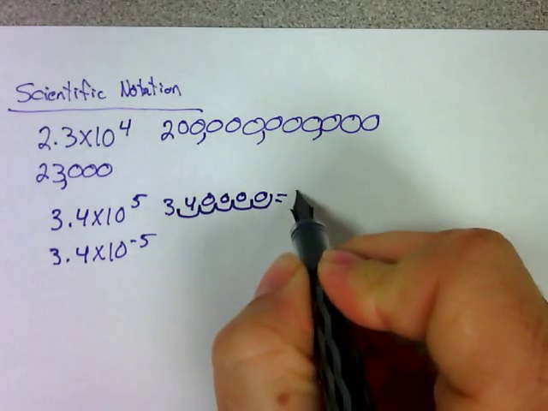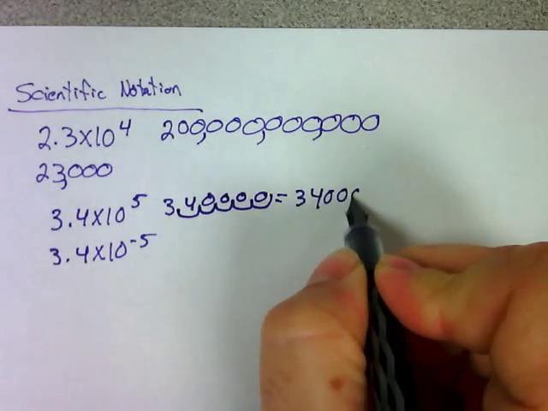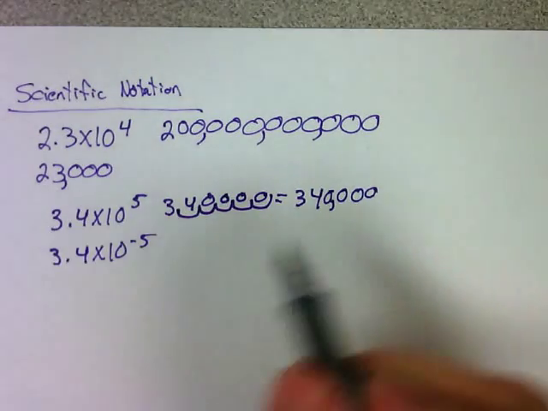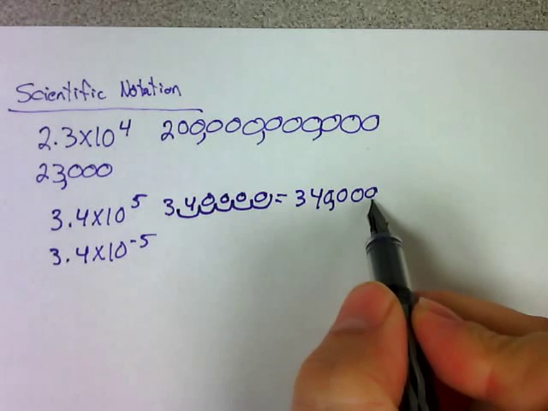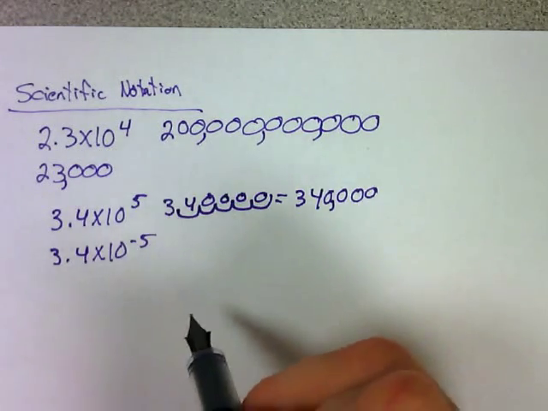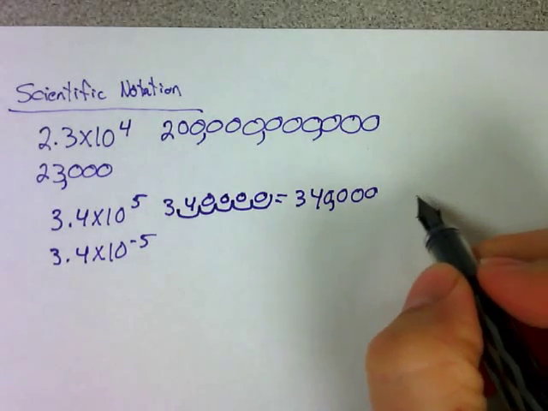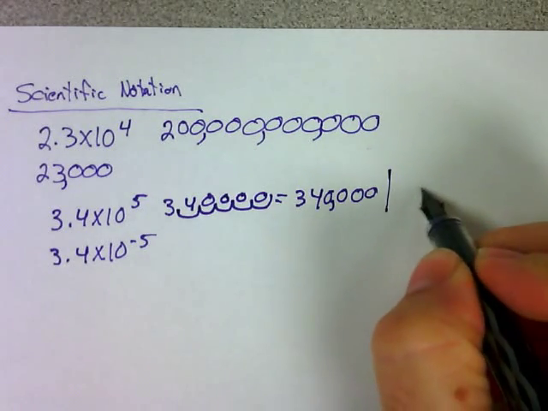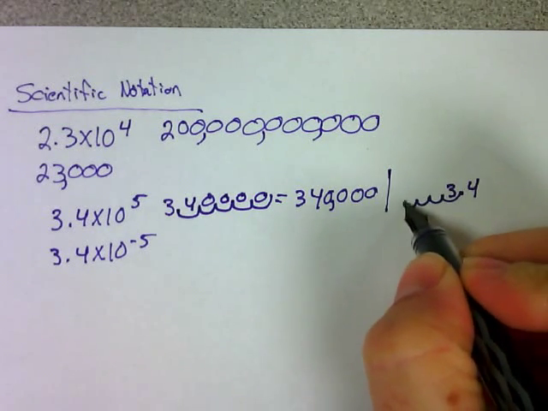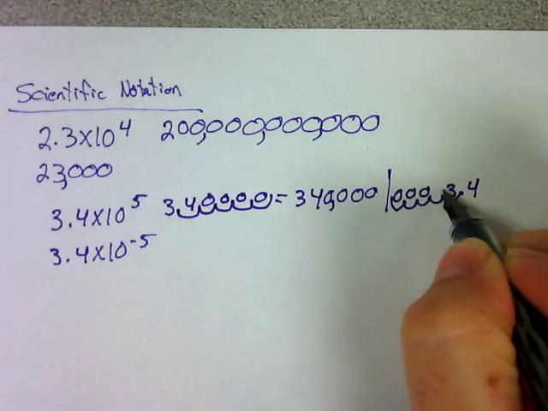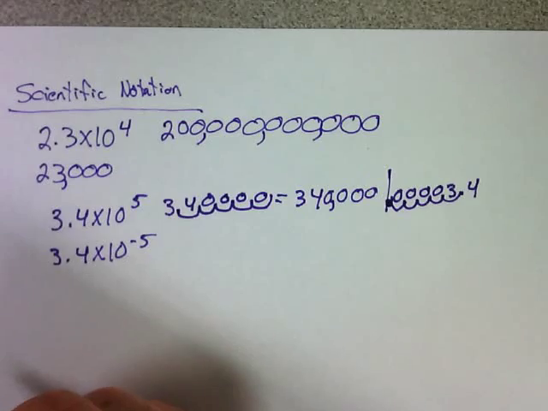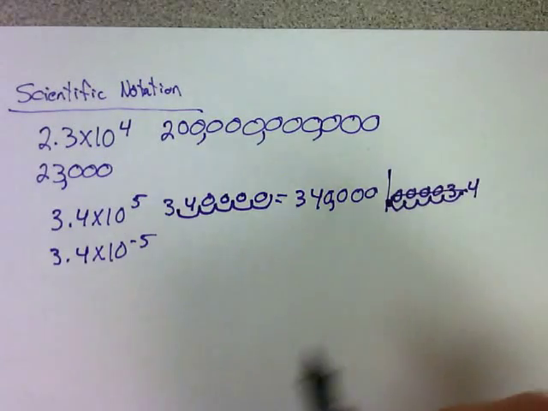So what we end up with is 340,000. Now a quick check, is that a number bigger than 1? Yeah, of course it is. Well, positive exponent means it should be bigger than 1, so we know we did it the right way. Had we moved this the wrong way, 1, 2, 3, 4, 5, we would have ended up with this decimal, which is definitely not bigger than 1, so we know we went the wrong way, and that's wrong.